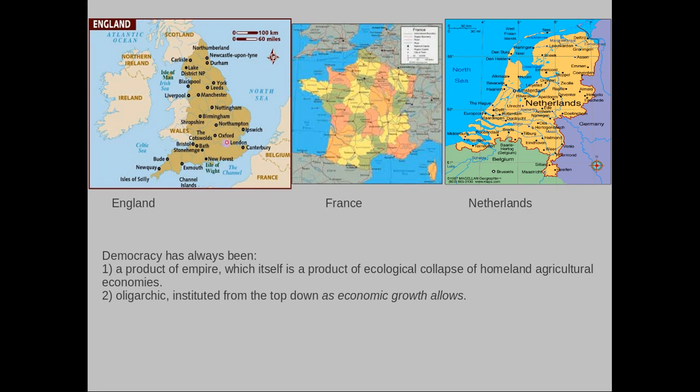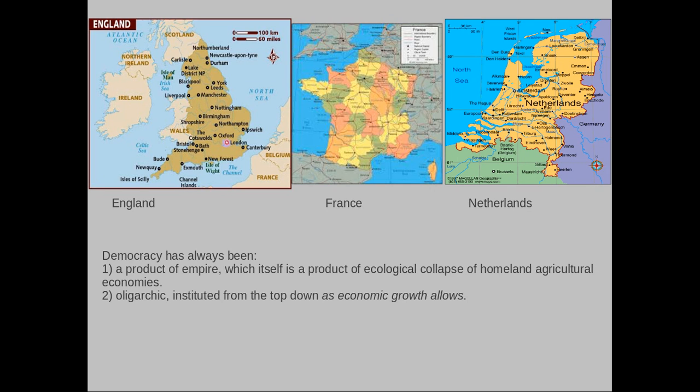Democracy has always been a product of empire, which is itself a product of ecological collapse of homeland agricultural economies. We talked about that in Greece and Rome as the somewhat fragile ecological farmland systems in those societies collapsed. They developed these sprawling empires to deal with their own population growth. Number two, democracy has always been oligarchic, instituted from the top down as economic growth allows.